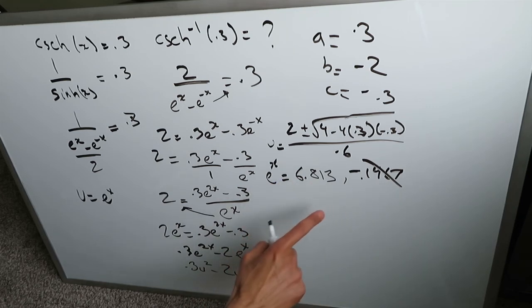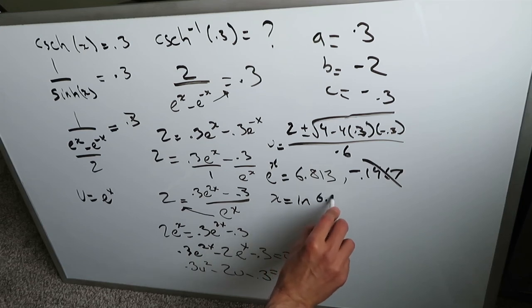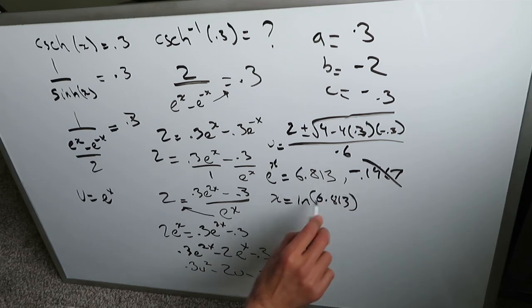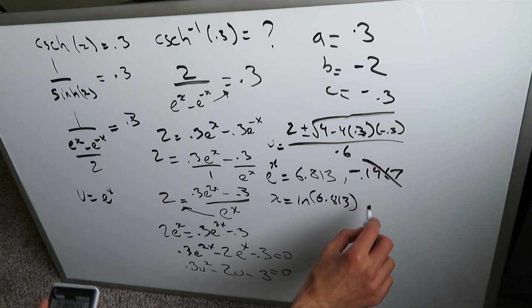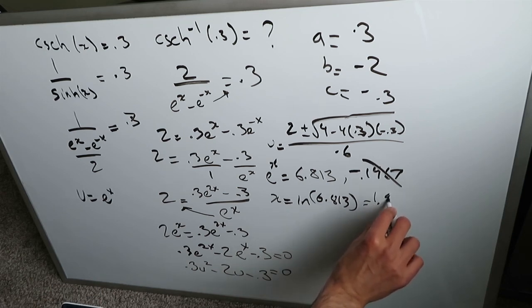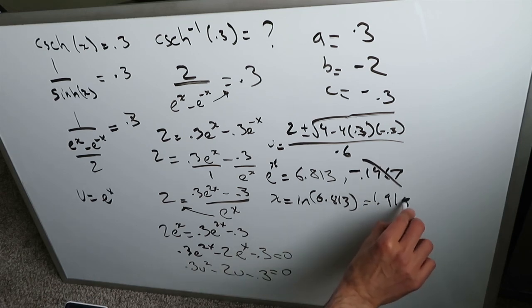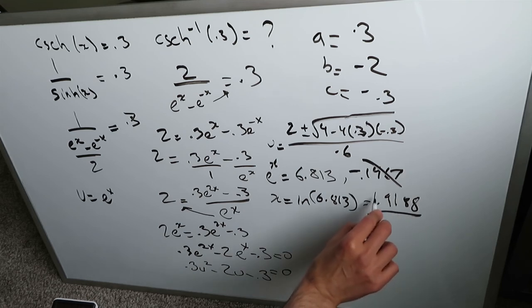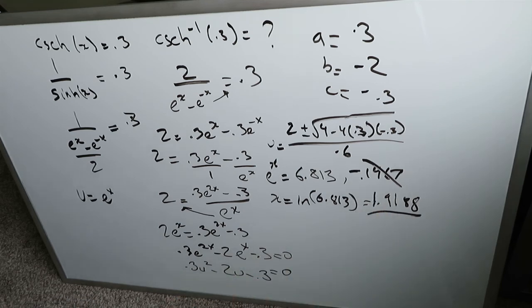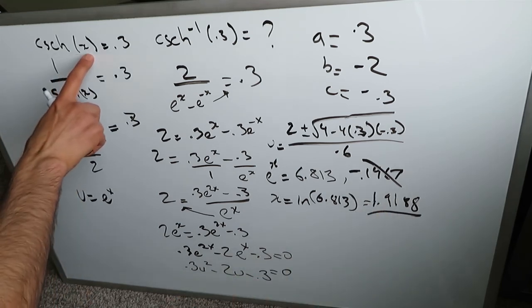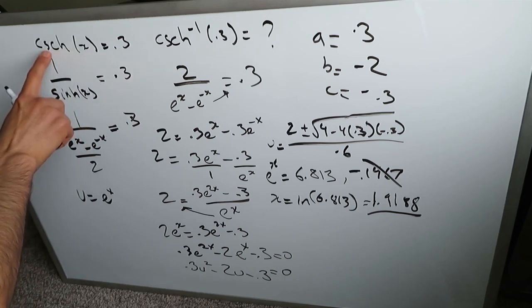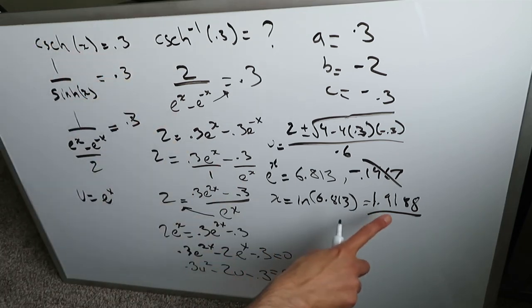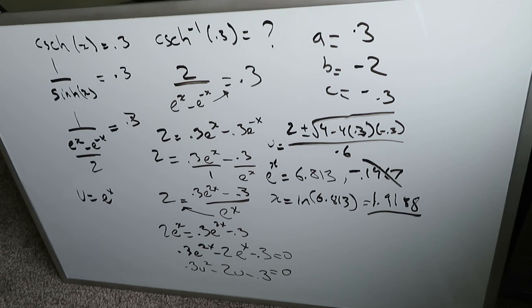x is equal to the natural log of 6.813. You do the natural log of that, you get 1.9188. 1.9188 is your answer. The hyperbolic cosecant of 1.9188 equals 0.3.